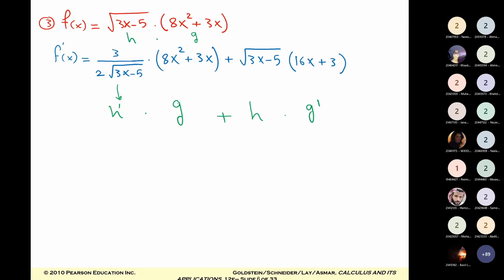Now all that I used is the derivative rules. These are the rules of derivatives that we finished in chapter 2.